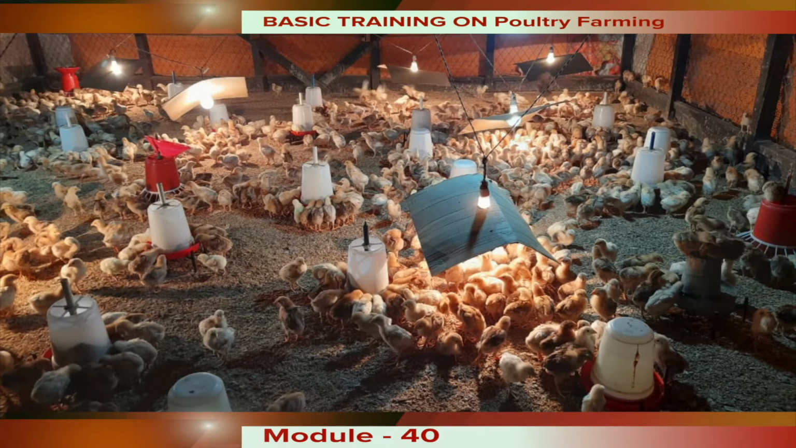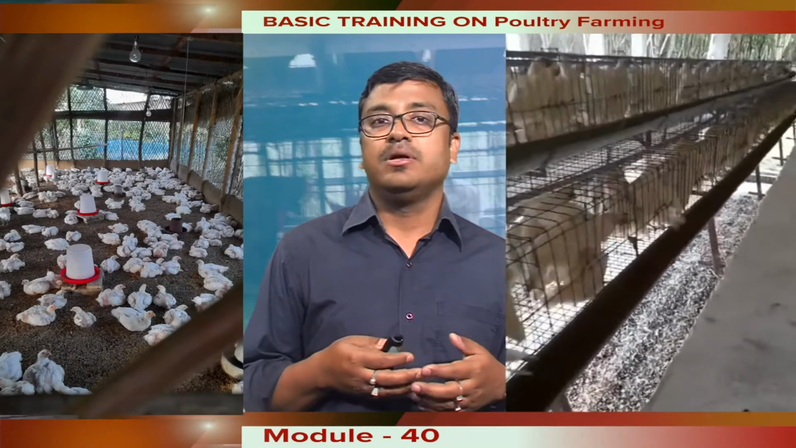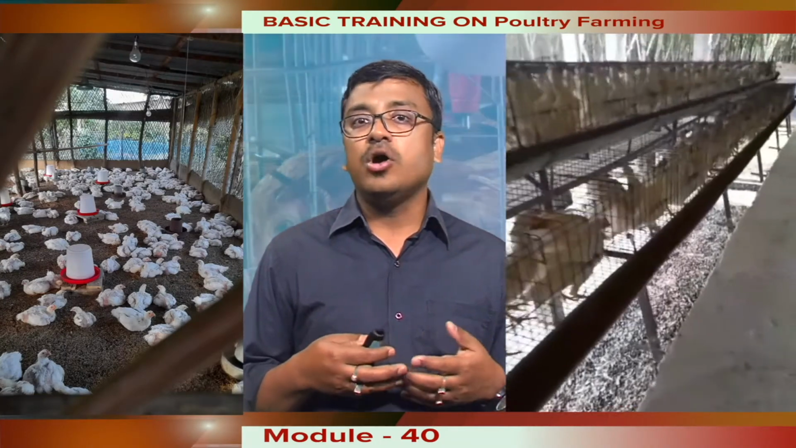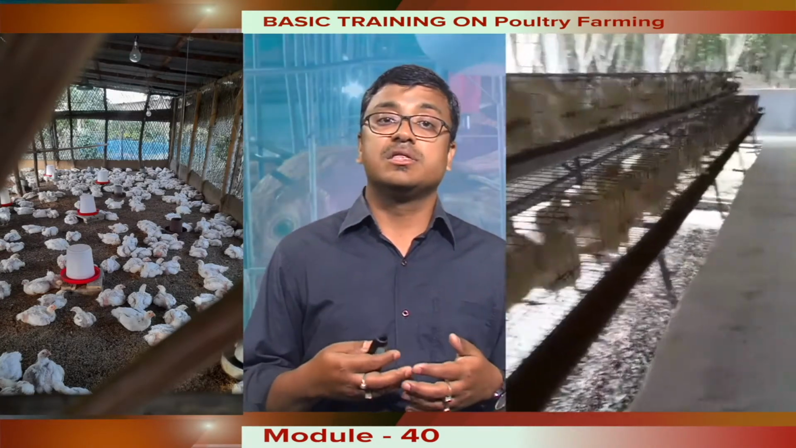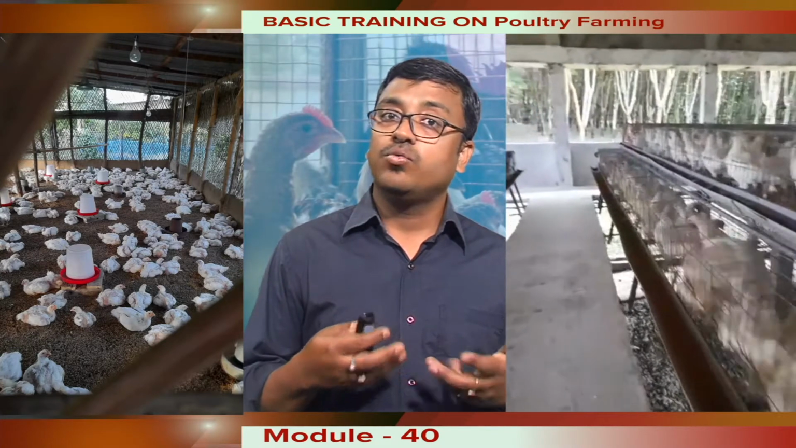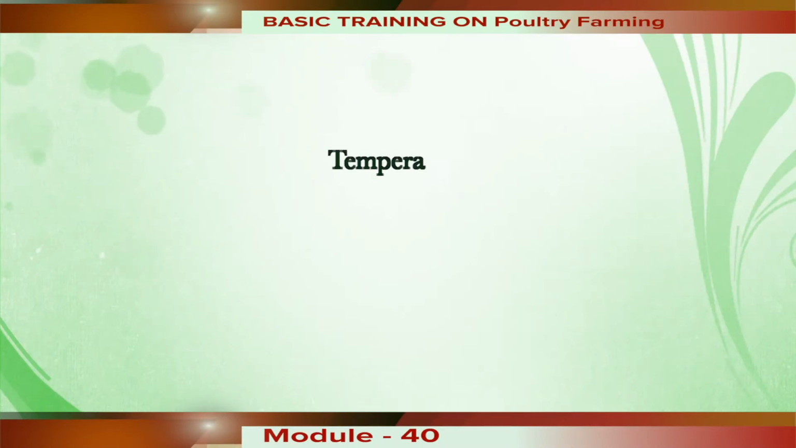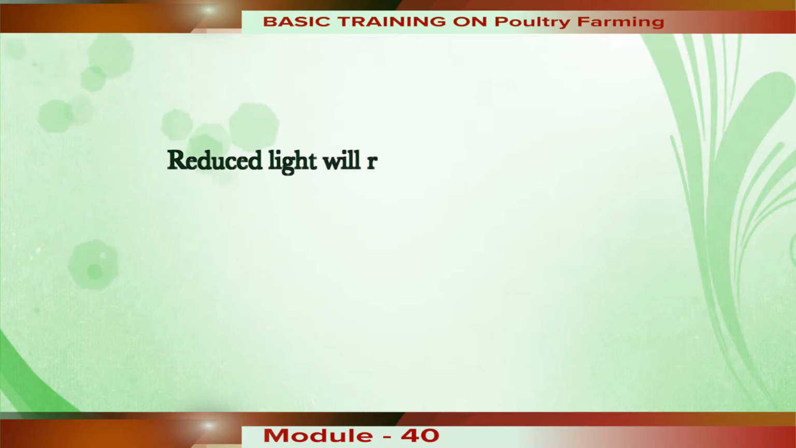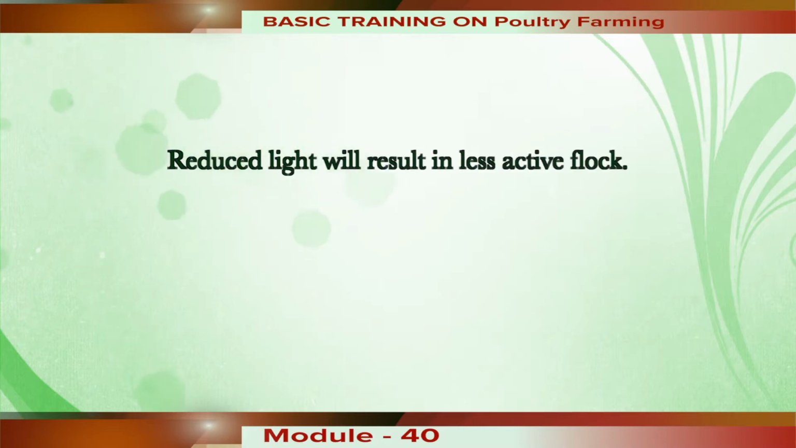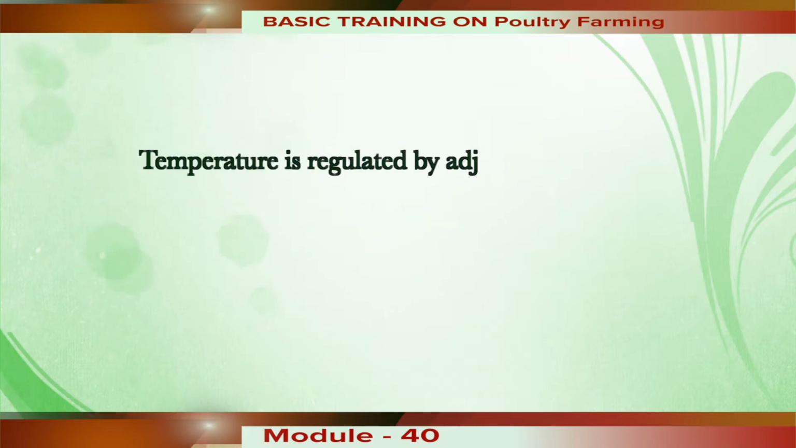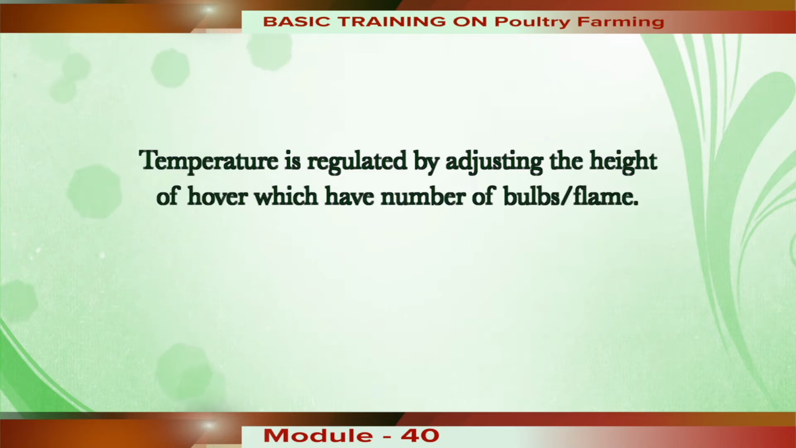Arrange the feeders and waterers in a cartwheel manner so that chicks need not walk a long distance to access feed and water. Now, how should the temperature be? Reduced light will result in a less active flock. Therefore, temperature needs to be regulated by adjusting the height of the hover, which has a number of bulbs or flame.